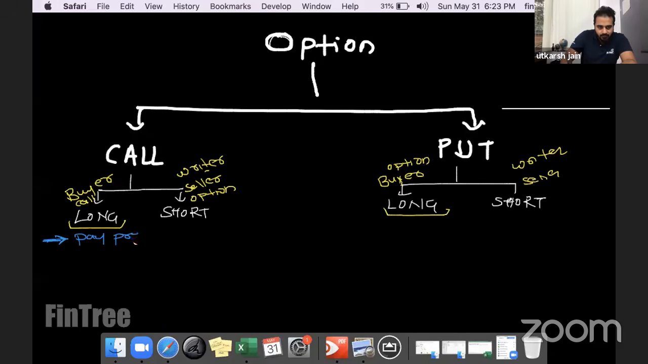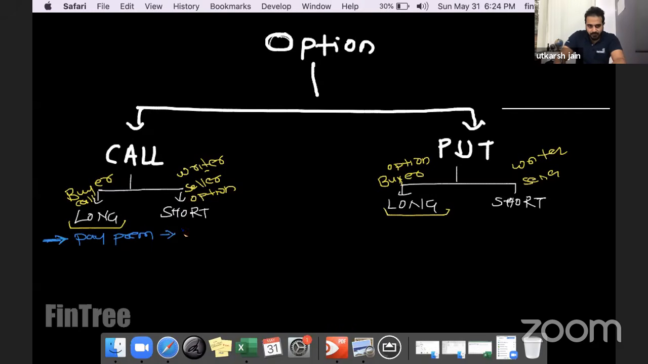Okay, now some of you with a background in options will find the first 5-10 minutes too basic, but hold on, because after that I'm going to do a rapid-fire Q&A session with you, and at that time you'll find this flowchart super helpful. So, pay premium. How about short call? Will you pay premium or receive premium?